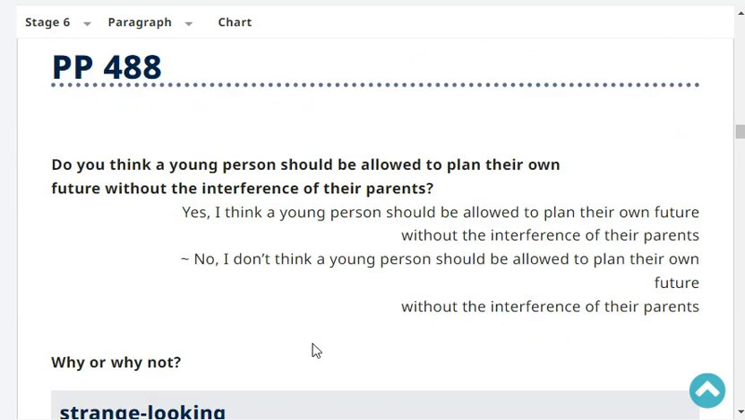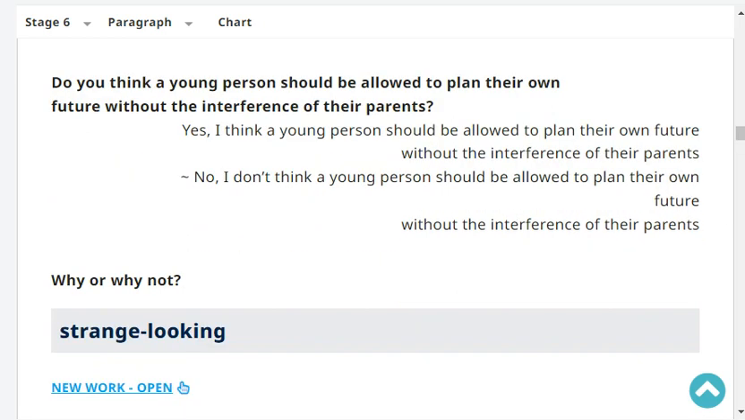Very good. Do you think a young person should be allowed to plan their own future without the interference of their parents? Yes or no? Yes, I think a young person should be allowed to plan their own future without the interference of their parents. Why? Why do you think so? Because they should decide their own life.